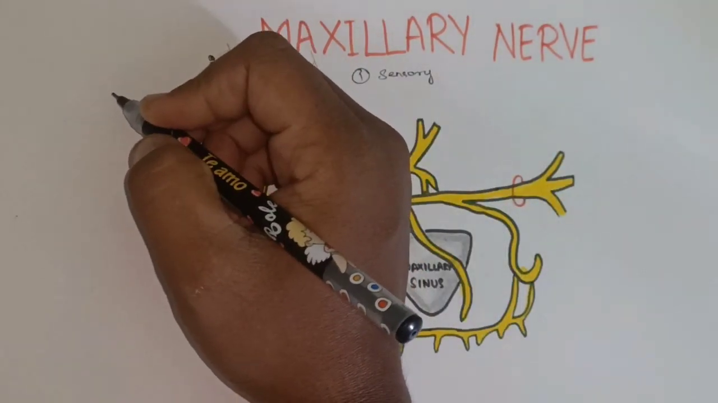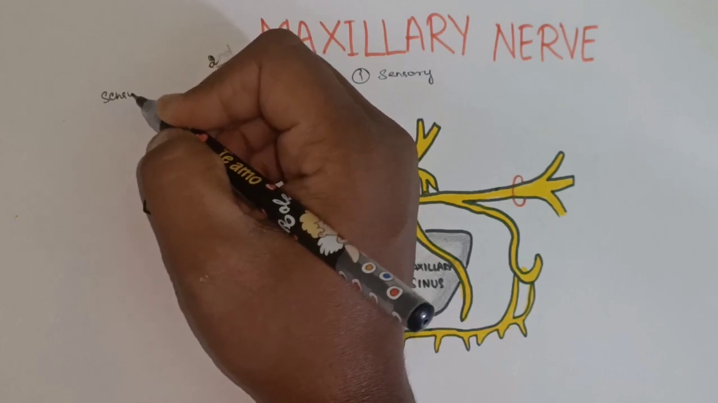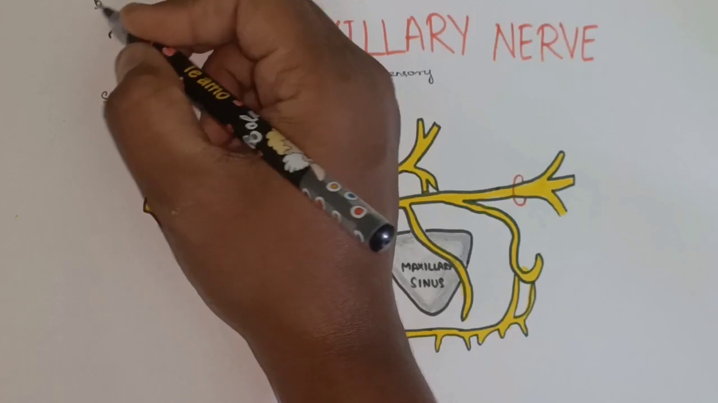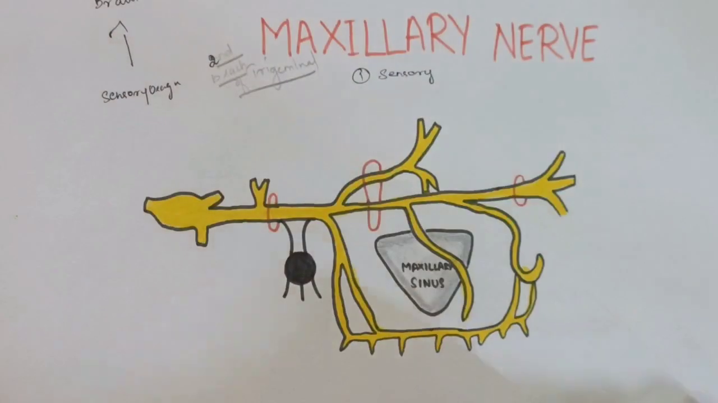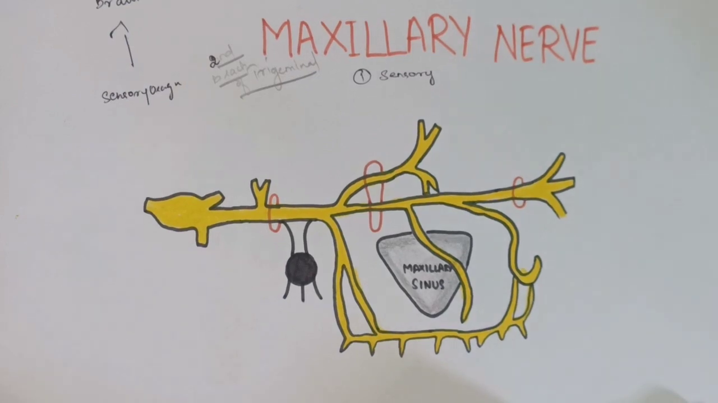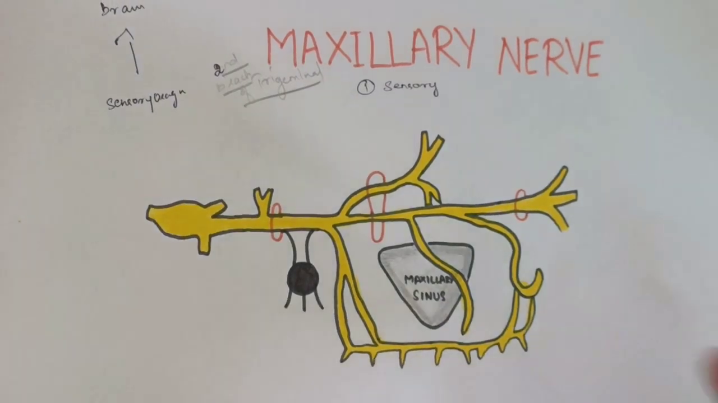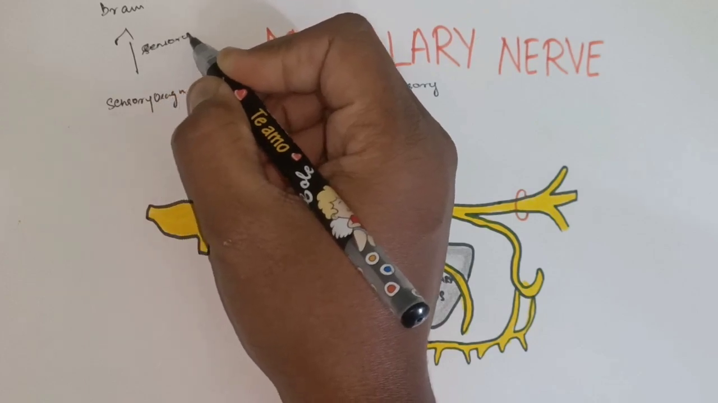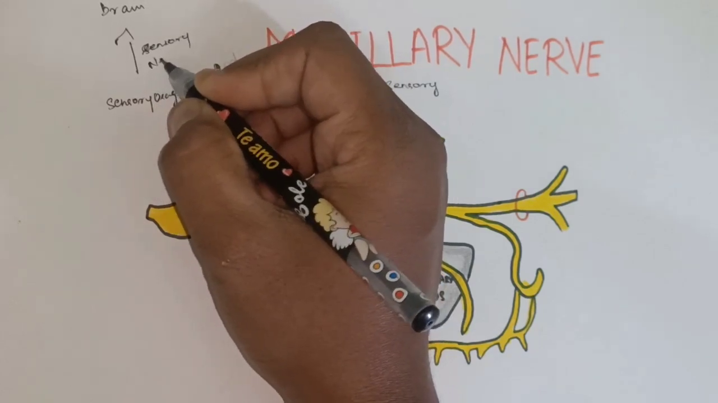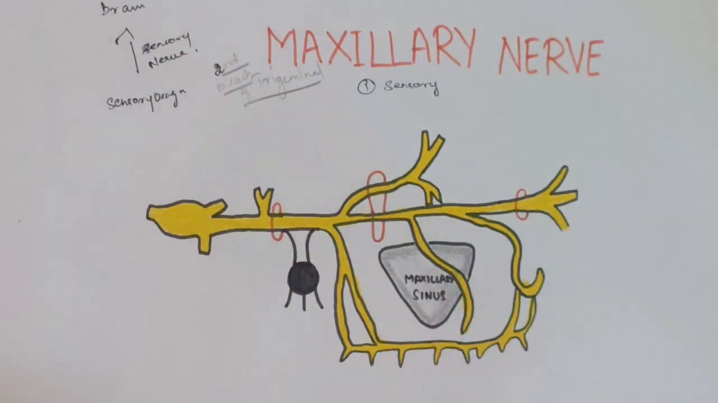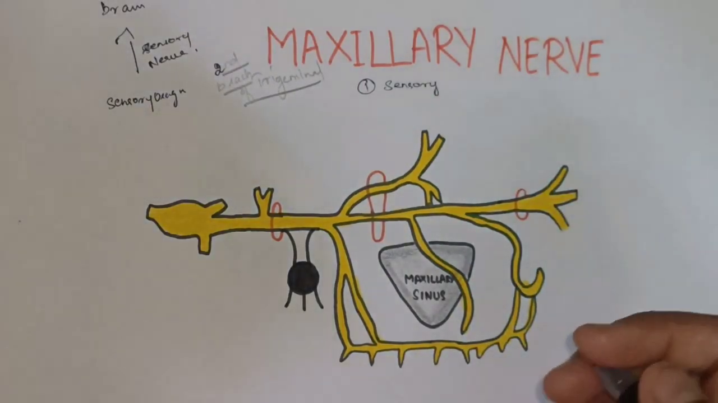If the signal is carried from the sensory organ to the brain, see, the signals are going from the sensory organs to the brain. The nerve fibers which carry all the signals from the sensory organ to the brain, that happens through your sensory nerve fibers, that is your sensory nerve. So it has only the sensory activity, there is no motor activity for the maxillary nerve.